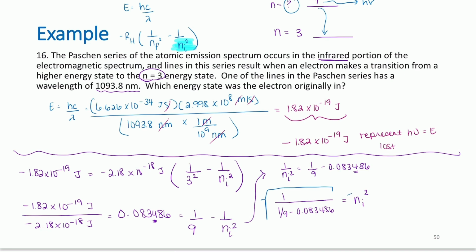I'm going to take the square root of both sides of these, though, to get rid of that square. And what I'm going to find is that n equals 6. So for a wavelength of 1093.8 nanometers in the Paschen series specifically, this means that my initial energy state, the electron was originally in the n equals 6 energy level. It dropped from n equals 6 to n equals 3, and it released a photon of light with a wavelength of 1093.8 nanometers.